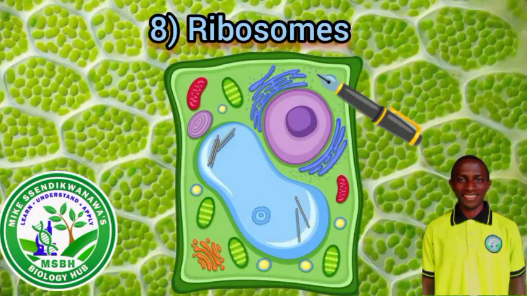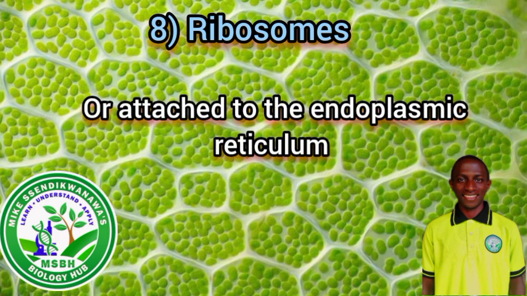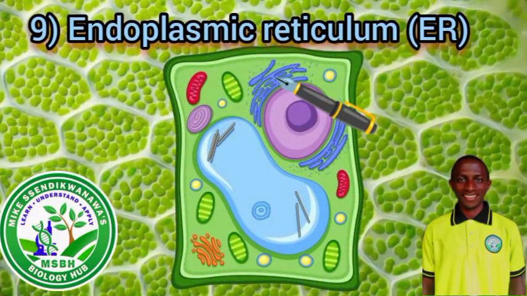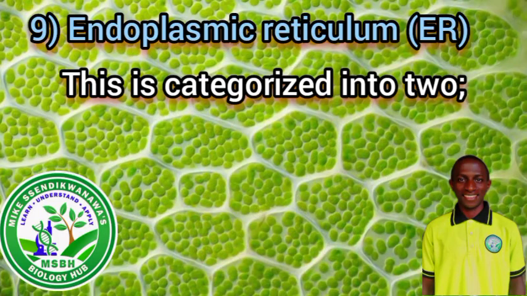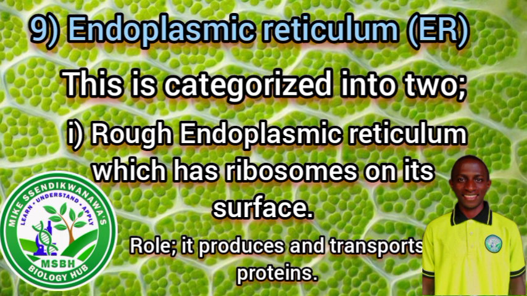8. Ribosomes. These are tiny dot-like structures found free in the cytoplasm or attached to the endoplasmic reticulum. Role: they are sites for protein synthesis, a process that enables plants to make enzymes, hormones, and structural proteins. 9. Endoplasmic reticulum. This is categorized into 2. 1. Rough endoplasmic reticulum, which has ribosomes on its surface. Role: it produces and transports proteins.